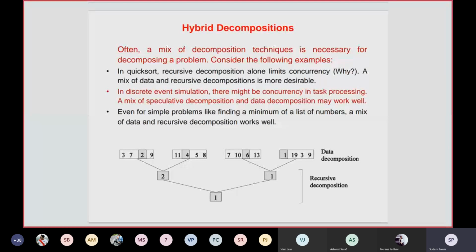In this example, at level 1 we have applied data decomposition. That is, you have divided the data or item set into 4 groups. Then you have applied the recursive decomposition technique at levels 2 and 3. Data decomposition is only at level 1. In this way, it will definitely improve the overall performance and speedup of your system.